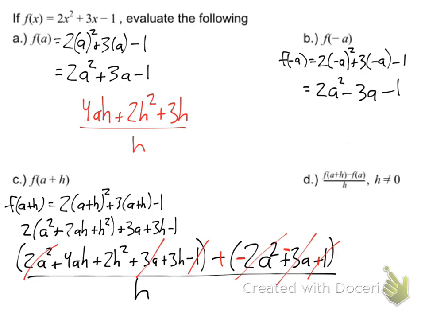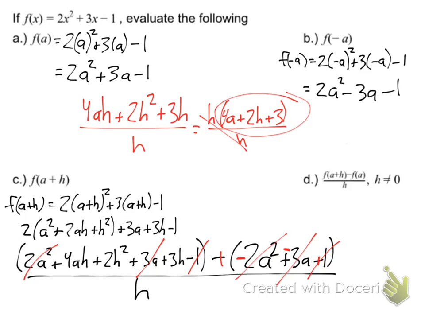What can I do now? Take an h out. Get the h out of there. 4a plus 2h plus 3. Wait, did I mess up? That's a 4 in front. Let's say that doesn't look right. 4a plus 2h plus 3 all over h cancels. And that's what I'm left with, right?